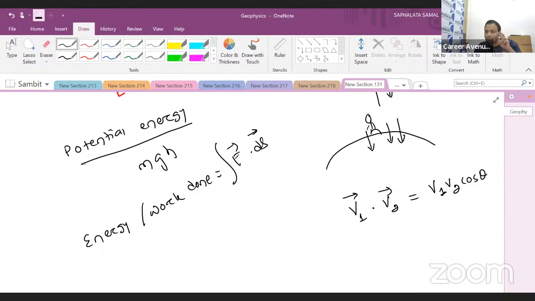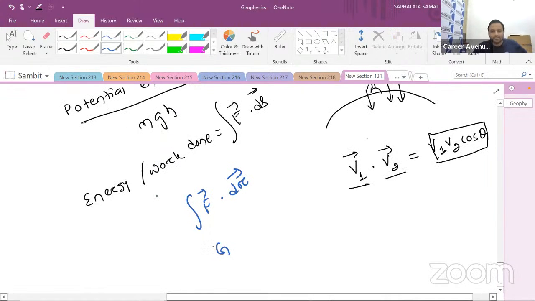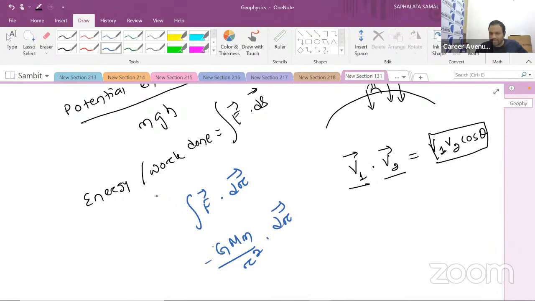Dot multiplication of two vectors will give me a scalar quantity. This is a vector, this is a vector, but the dot multiplication is giving me a scalar quantity. Similarly, if I derive this equation, I can derive it for F dot dr. I can take F as G Mm by r square into dr over here. I can take the negative symbol over here, and the angle will be cos 0 degree, because the force is in this direction, the displacement is also in this direction.